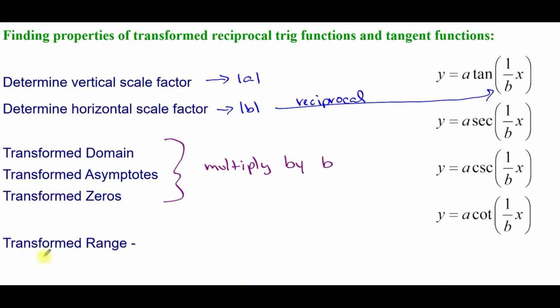And then any transformation to your range, you're going to multiply by the vertical change value, which is going to be your a value. If your domain or your range is all real numbers, remember, then no transformation will happen. So if your original domain or range is negative infinity to infinity, then the transformed value is the same.